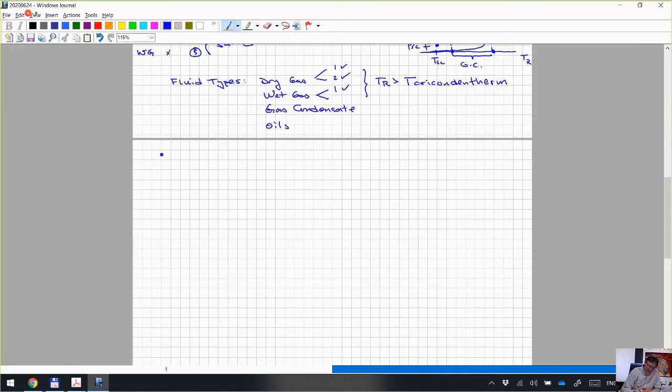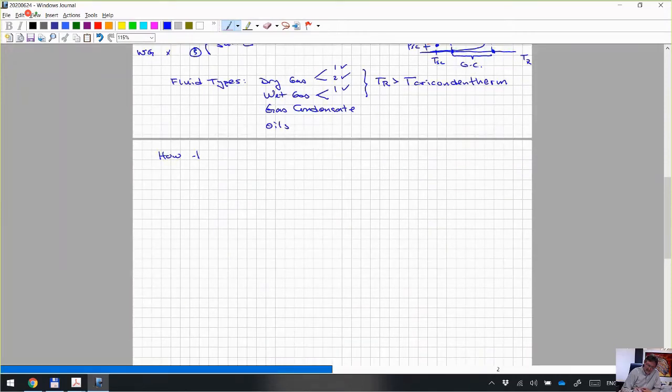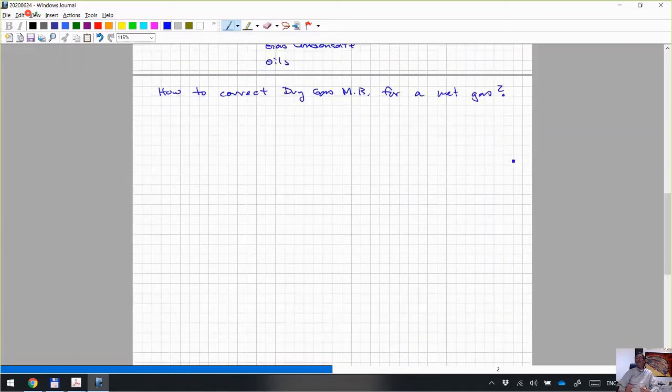So how to correct the so-called dry gas material balance for a wet gas? Why are we going to talk about that? Well, we're going to talk about that because we need to do the same thing for gas condensates, because gas condensates produce two products at the surface.